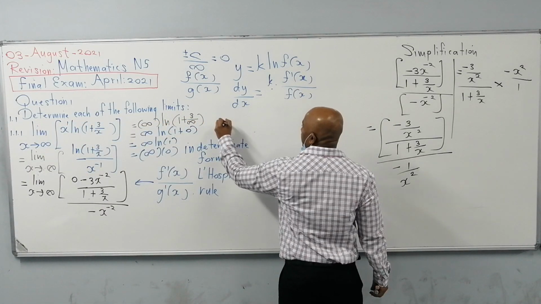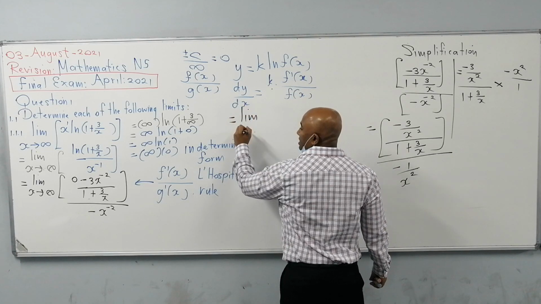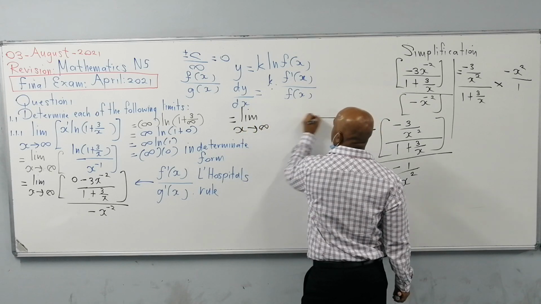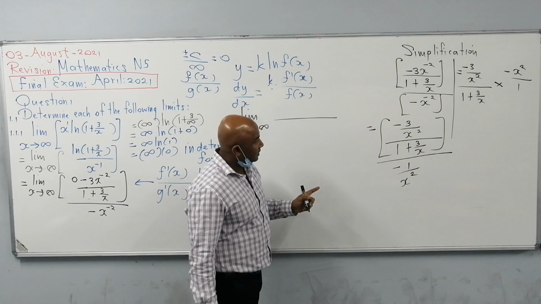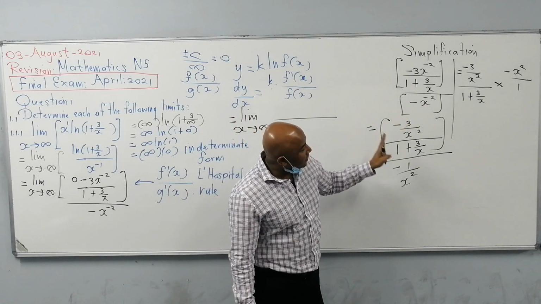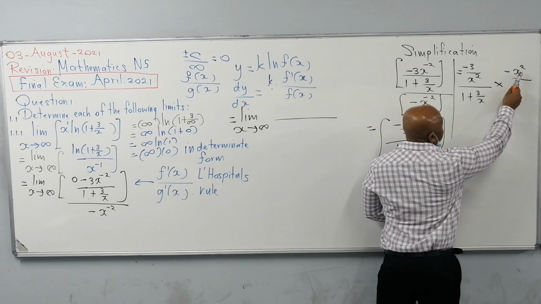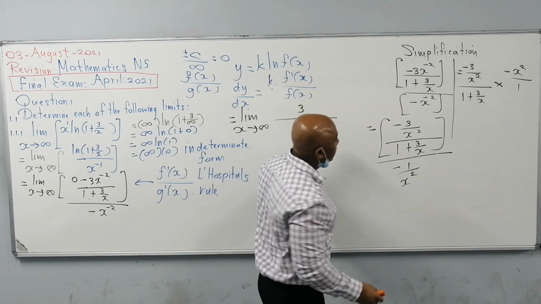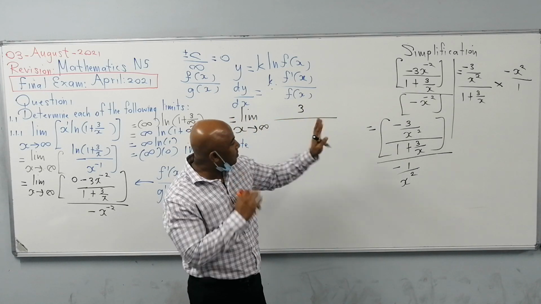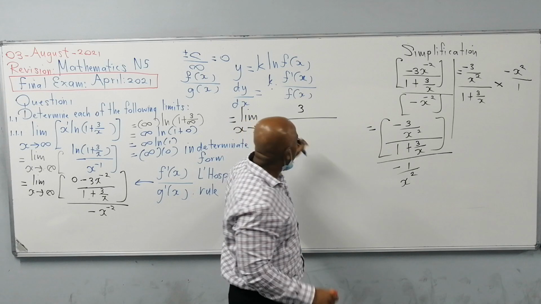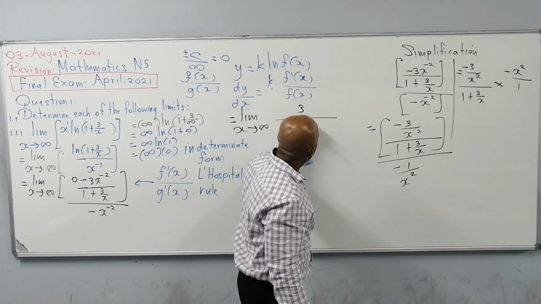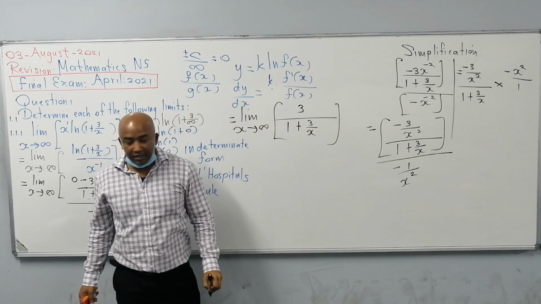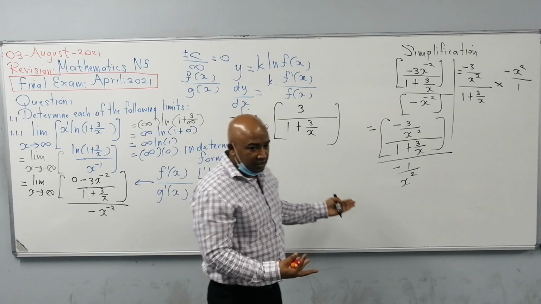Right, so this is equal to the limit as x approaches infinity. Now, what happens here? So that x squared and that x squared cancelled. So that and that cancel. Negative 3 times negative 1 is going to be a 3. 3 over 1 is just 3. So on the top it's just 3. The bottom is 1 plus 3 over x. You're clear with that? Right, now, so we applied the rule first time.